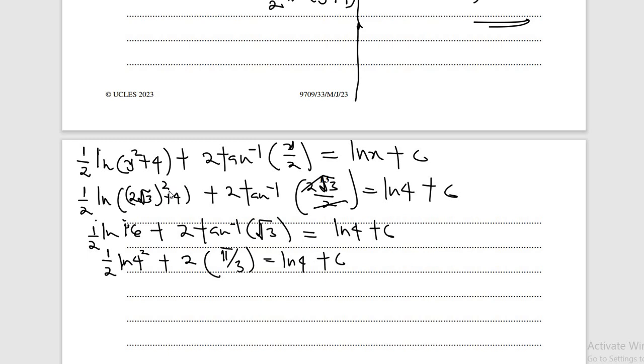This 4 squared, the 2 goes to the back, becomes ln 4 plus 2 pi over 3 equal to ln 4 plus c. Ln 4 cancels ln 4. So the arbitrary constant is 2 pi over 3. That's the constant. Now we have the arbitrary constant.